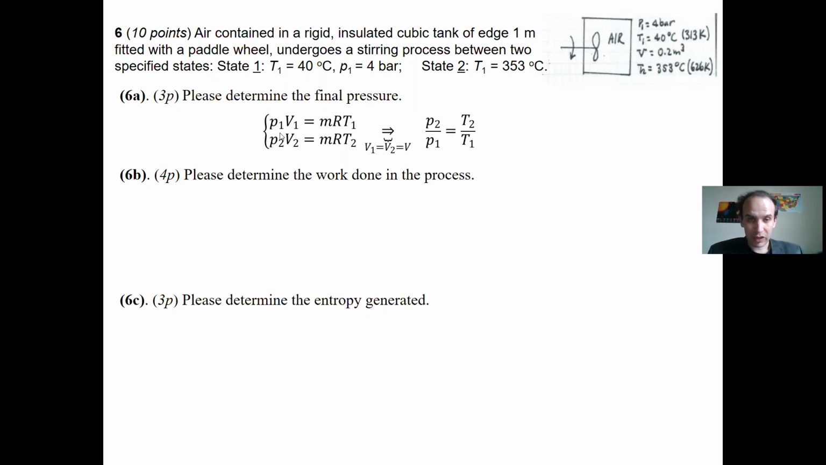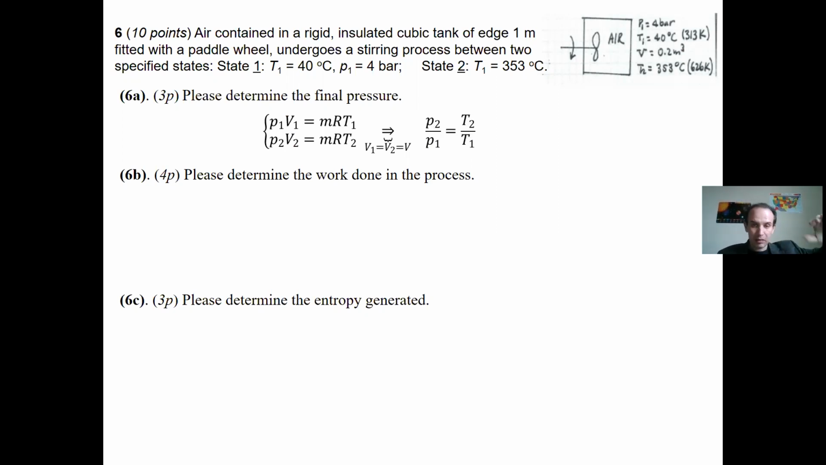You can do the following. Write down the ideal gas law equation for the first state, the initial state, and the final state. What is nice here is that you have a rigid tank, right? Your volume does not change. So when you divide, you will have the pressure ratio, P2 over P1 is T2 over T1. Pressure is proportional to temperature, like for an ideal gas.